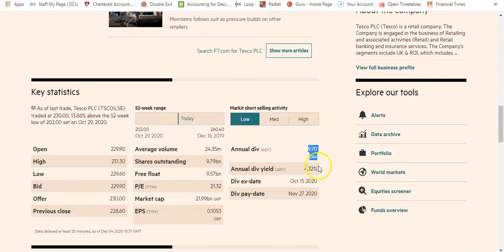In Tesco, the dividend yield is 4%. So it's a higher paying income stock because it's paying more of its percentage back each year. And that can vary depending on the industry and depending on the current market movements. So that's the end of the key ratios.